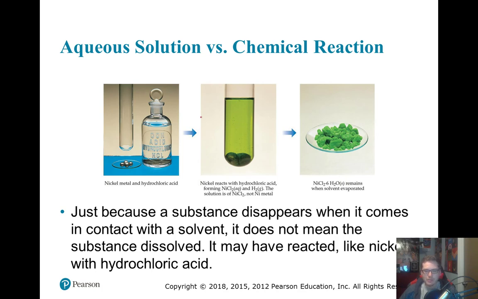Now, there are other examples where you have a solid and it doesn't have a color change, so color change isn't really a good way of making sure. The best way is to do what they've done here. Put it in there, let it react or dissolve, whatever it's doing. Let the solvent evaporate, and then whatever you're left with, you can test to see if it's the same as what you started with.